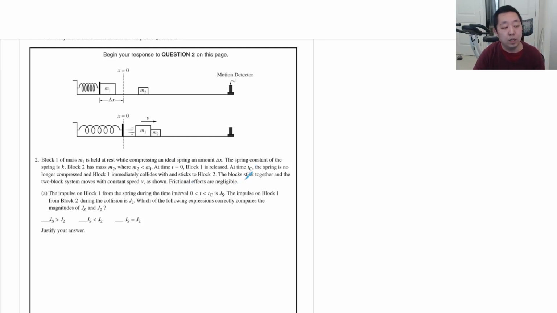Frictional effects are negligible. One thing I'm noticing about this, by the way, is set 2 is very similar to set 1, just slightly different adjustment.